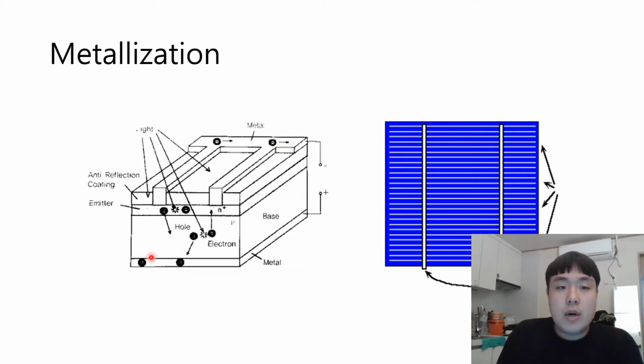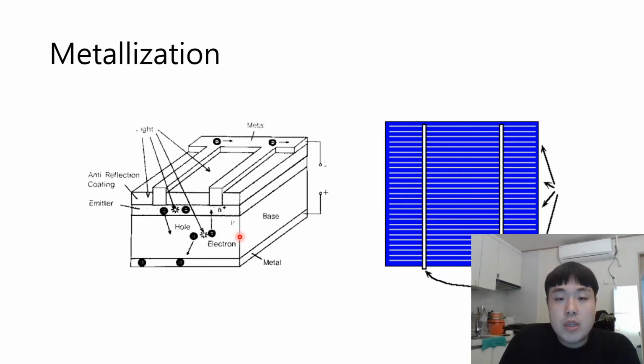And let's talk about the metallization. The metallization is the process of manufacturing of the solar cell. And the first figure is about the silicon solar cell structure.